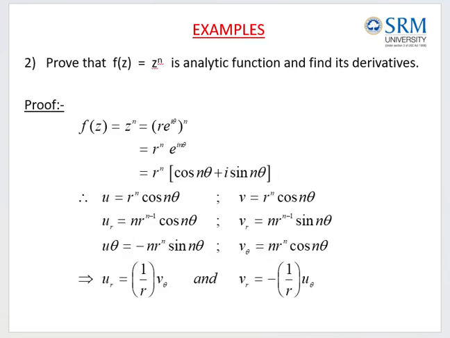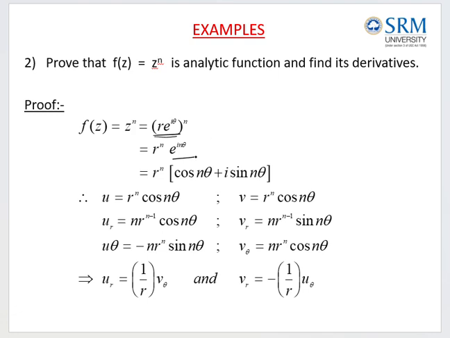Okay. So similarly, the next example is based on the function z power n. Here also we are not able to get the real and imaginary part, that is u and v, if we express z in Cartesian form. So expressing z in polar form will be easy for us to get the real and imaginary part, that is u and v. So we are rewriting z as r e power i theta and we can split this as r power n e power i n theta.